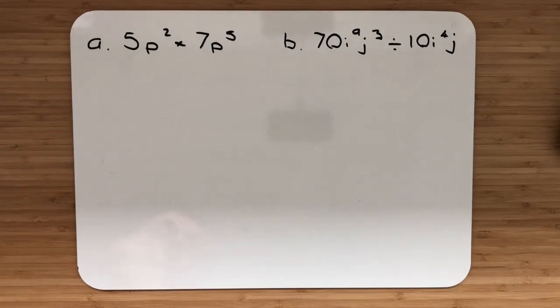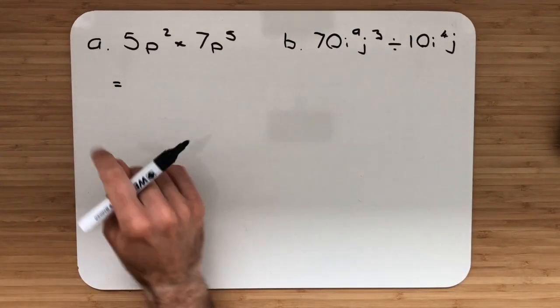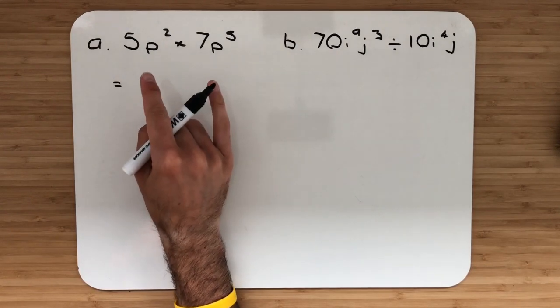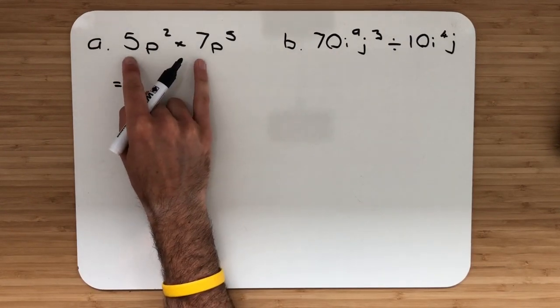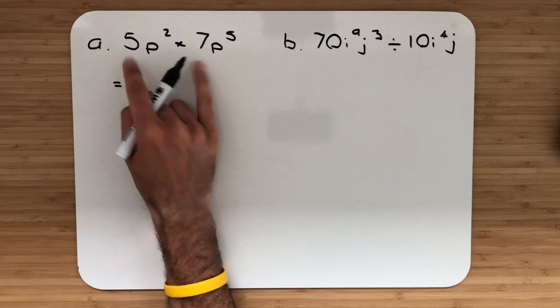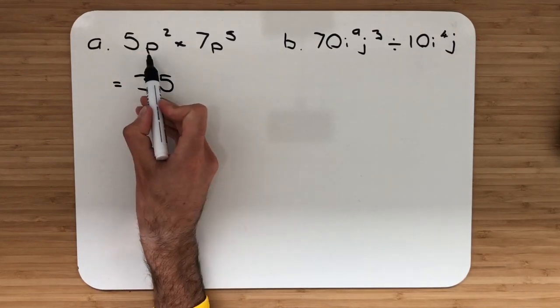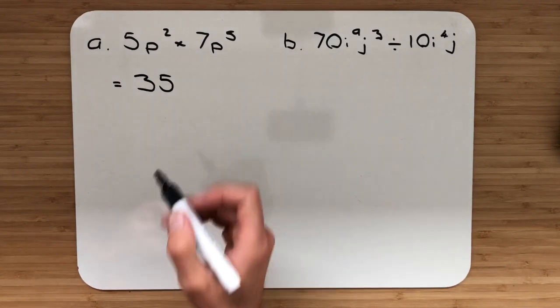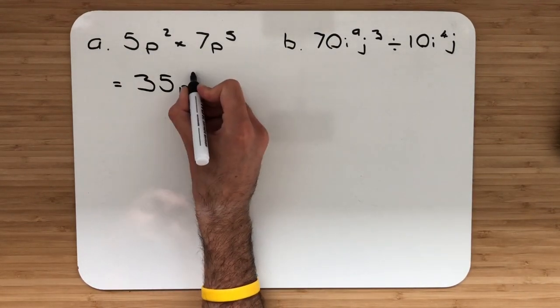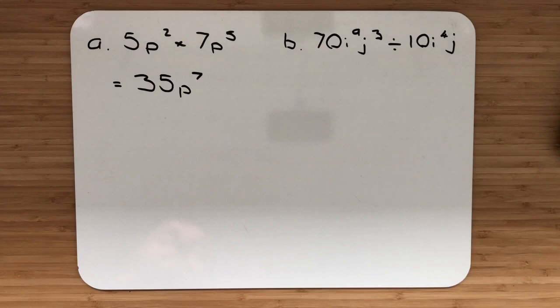Example 2, part A, keep it nice and straightforward. When we're multiplying, we know we add the powers. So to deal with our coefficients to begin with, we've just got 5 multiplied by 7, 35. P squared multiplied by p to the power of 5. When you multiply, you add, which gives you p to the 7.